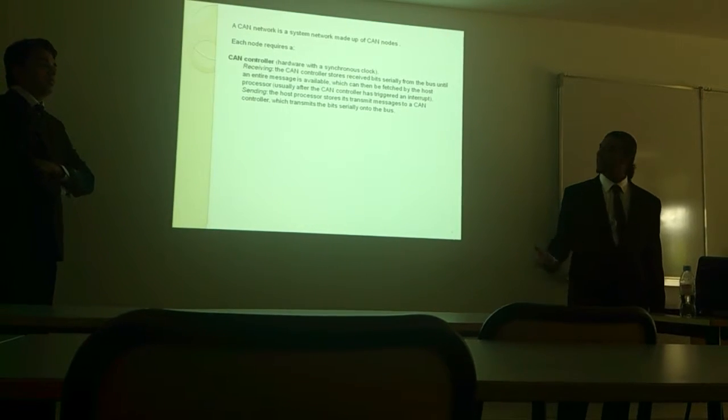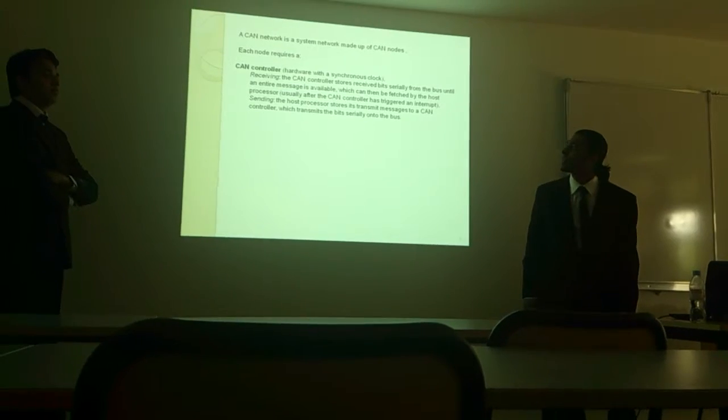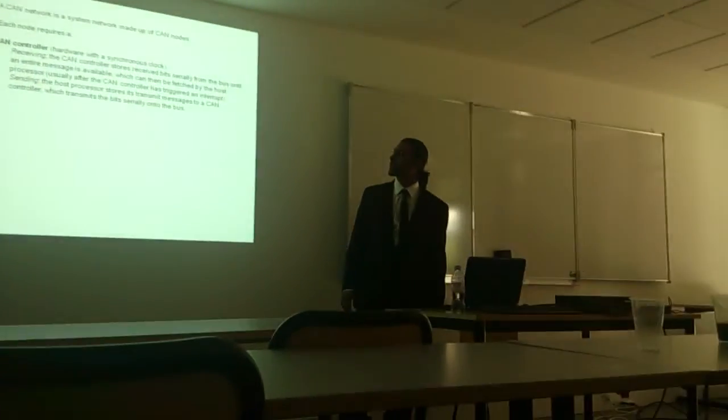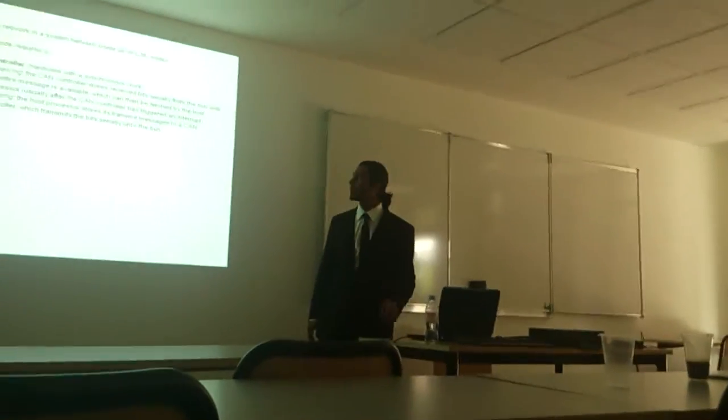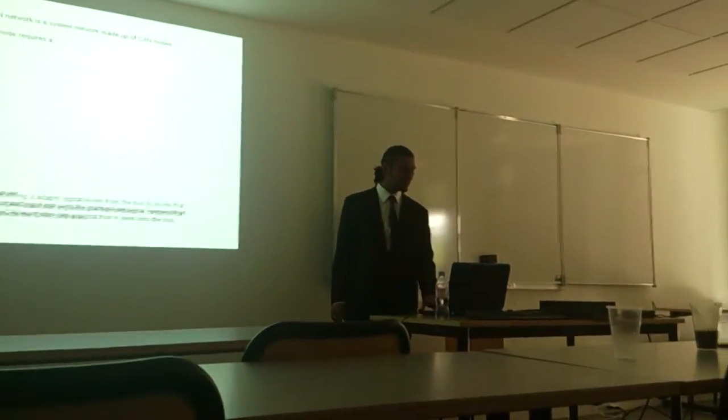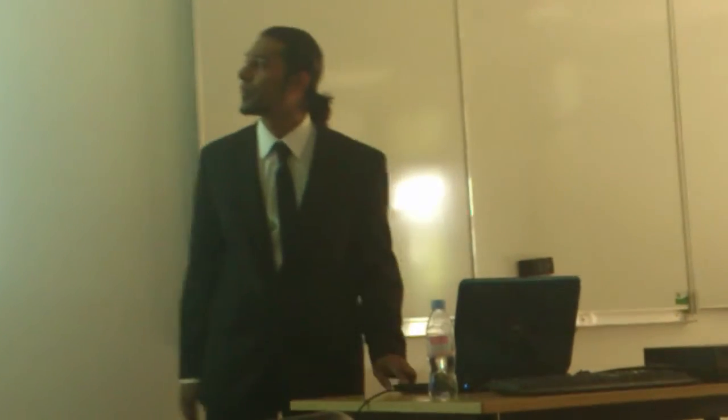Sending: the host processor stores its transmit messages to a CAN controller, which transmits the bits serially. And finally, there is a transceiver that consists of a receiver and a transmitter. Receiving, what it does is adapt signal levels from the bus to levels that the CAN controller expects, and it has protective circuitry that protects the CAN controller. Transmitting, it converts the transmit bit signal received from the CAN controller into a signal that is sent onto the bus.